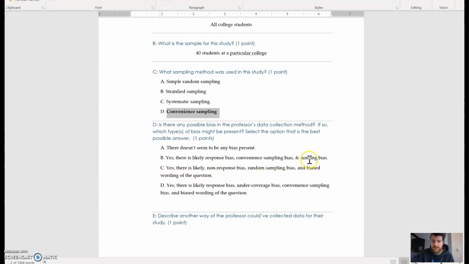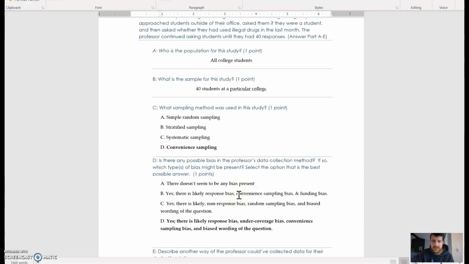Now, there's no funding going on here. No one's paying for anything. They're just doing a survey, right? So it's definitely not B. It is D, and I'll explain why. So let's tackle the easy ones first. So convenient sampling, we already talked about. It's always a possible bias.